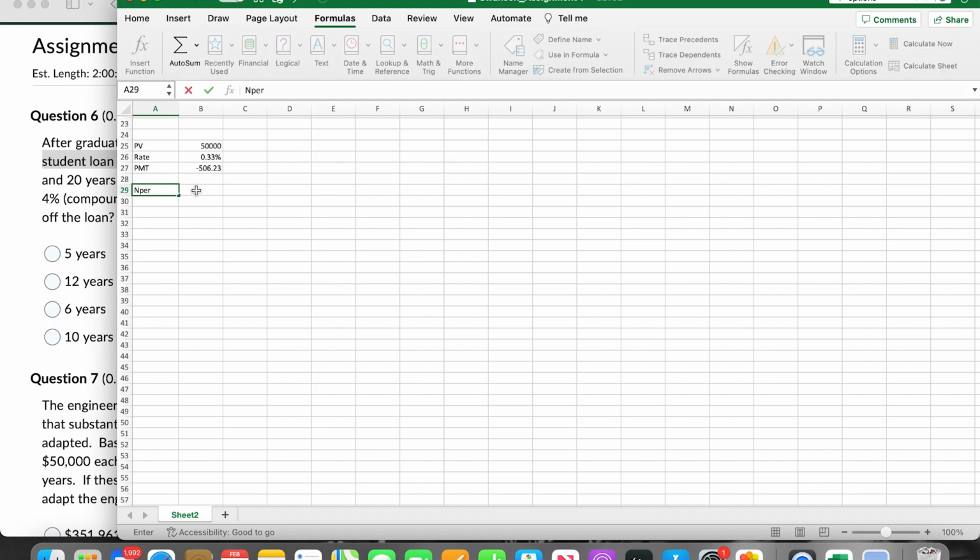So now we're going to calculate the number of periods. So an NPER function of 0.33, payment, PV. And so we are looking at about 120 periods. Gonna round up just because you're not gonna pay a fraction of a monthly amount.